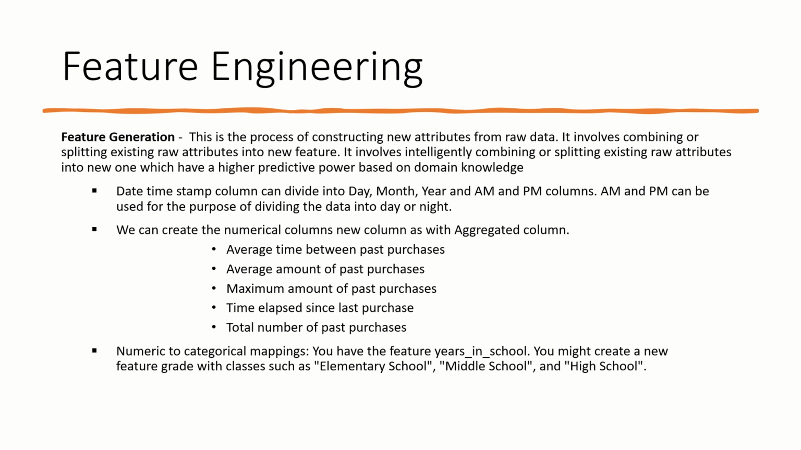Similarly, when I have a timestamp, or I have the last purchase time of the Amazon sales, it is based on the business decision problem. I can come up with the average time between past purchases, or the average amount of past purchases, the time elapsed since my last purchase, or the total number of past purchases. So these are the new features that I'll be able to obtain based on the existing features.